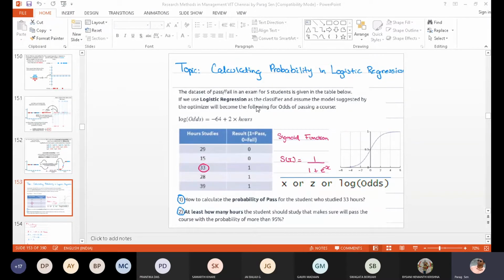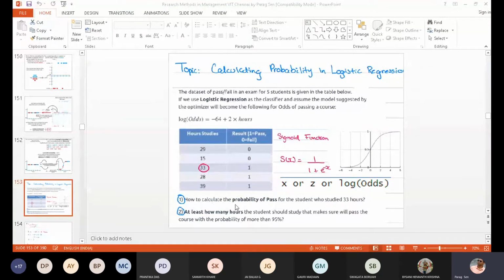And this will also be provided in the question. Log odds is equal to minus 64 plus 2 into hours. This will be provided in the question, and if you give the data, you can also calculate it from Minitab. You will face no problem. And here you are actually using the sigmoid function, which is given by 1 by 1 plus e to the power minus x.